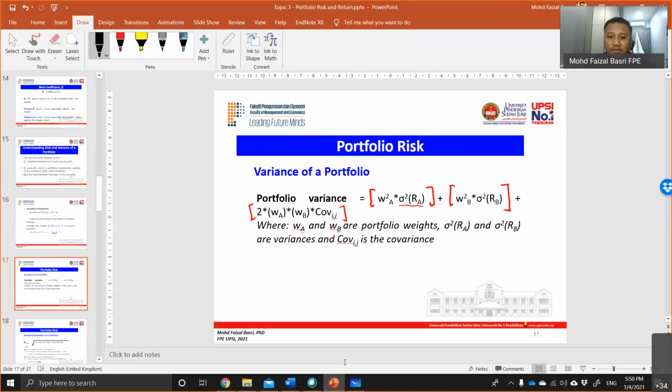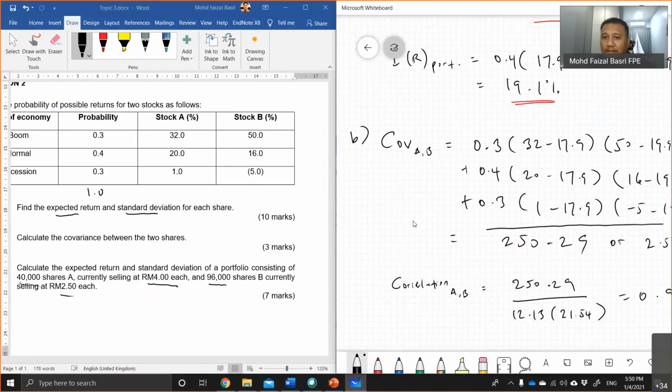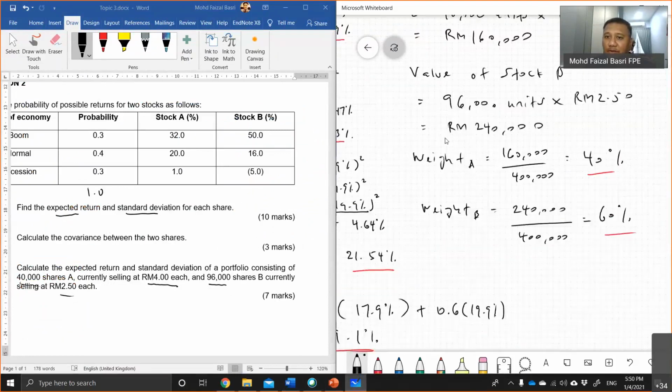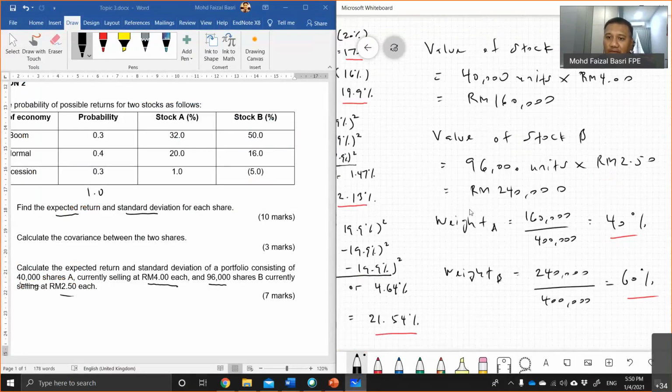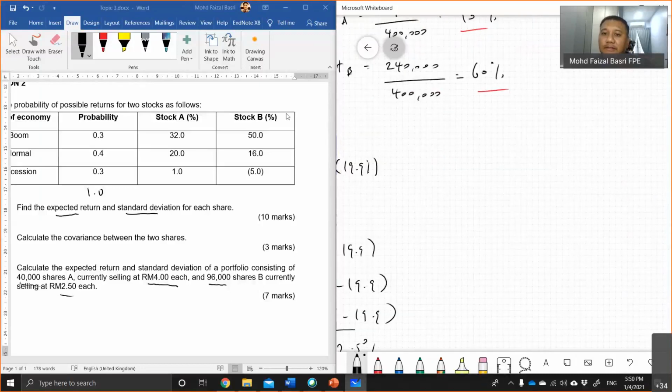So let's try to find the answer for this. This is actually part of C, the expected returns for portfolio, 19.1. But to get this 19.1, we need to find the weight first. So this is the working for weight, already discussed earlier. So we are left with the standard deviation of portfolios. And again, to find the standard deviation, we need to find the variance. So here I will put variance of portfolio.